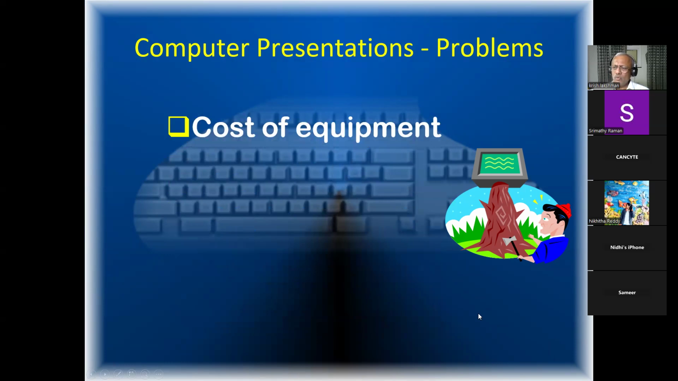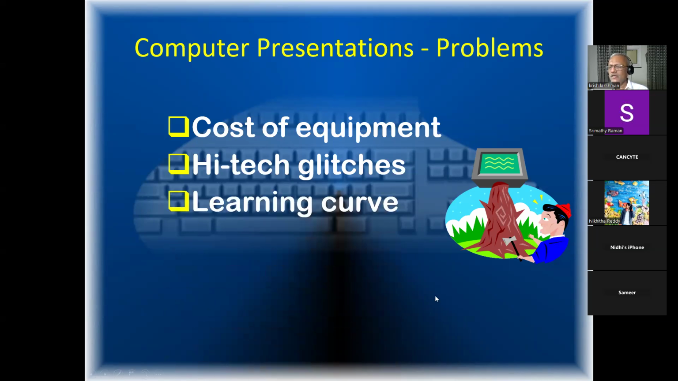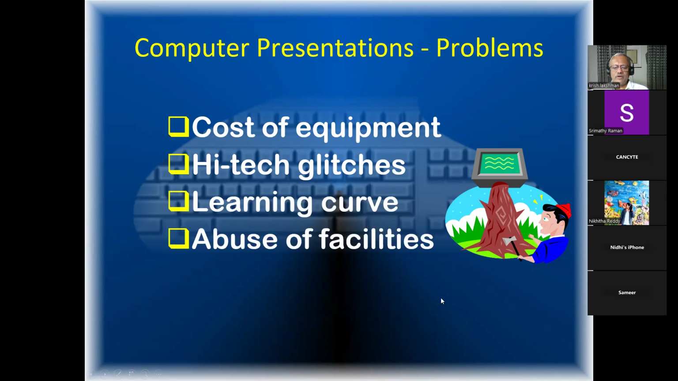Cost: you have to pay for your computer, particularly if you're using videos and graphics, editing them and things like that. You need to have a high-end computer, good resolution monitors, and pay for the PowerPoint and things like that. You can have glitches. If you have as simple a thing as a variation in your power voltage or a power outage, then you have an issue. There is a learning curve. You have to keep experimenting, as I said. And I've said enough and more about abuse of facilities.